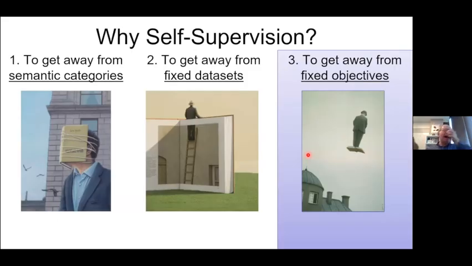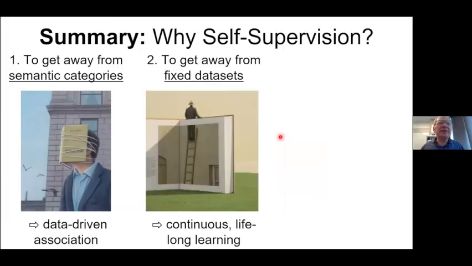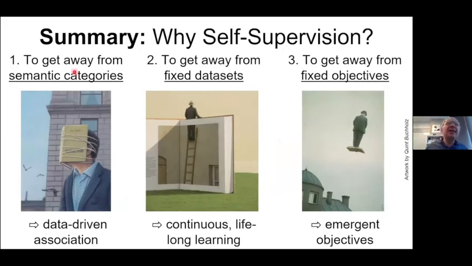Okay, so I'm not going to talk about the last one. But basically, the story is to get away from semantic categories. One way to do it is to use data-driven bottom-up association. To get away from fixed data sets, continuous live learning, and to get away from fixed objectives, emergent objectives, which are basically trying to get some kind of arms races and adversarially create new objectives automatically by the algorithm. All right. Thank you very much, and I'm happy to answer questions.